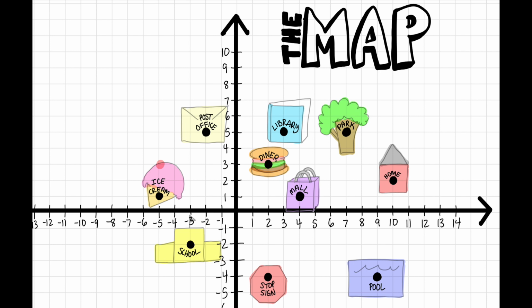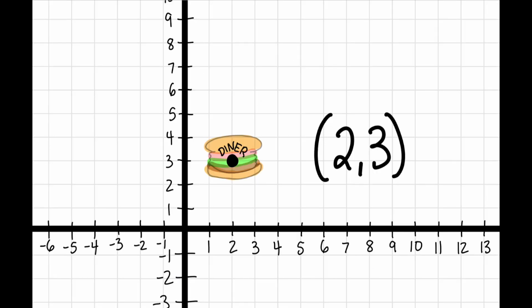So we know the x-coordinate is 2. Next, I need to go up 3 to get to the diner exactly. So I know the y-coordinate is 3. That makes the ordered pair for the diner 2, 3.